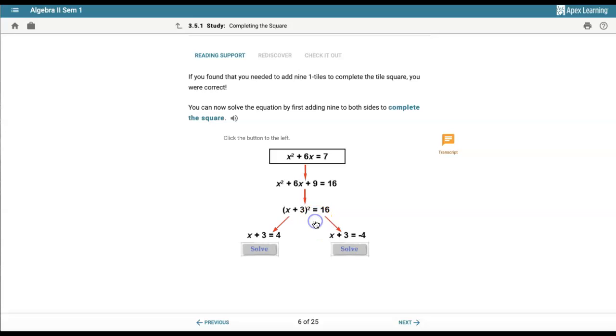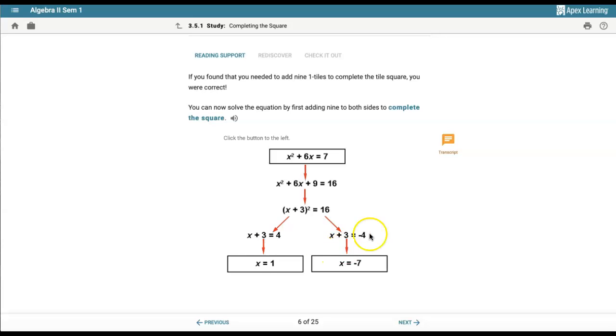All right, now I take the square root, right? I take the square root, and this one, however, is a little bit different, right? So we actually can take the square root of 16. So the square root of 16 is 4. But now I have a positive version and a negative version. So it's just slightly different.